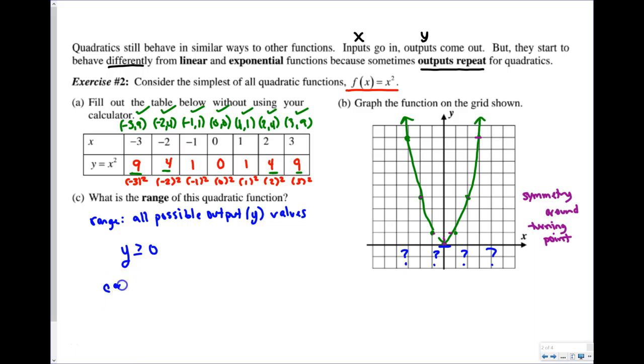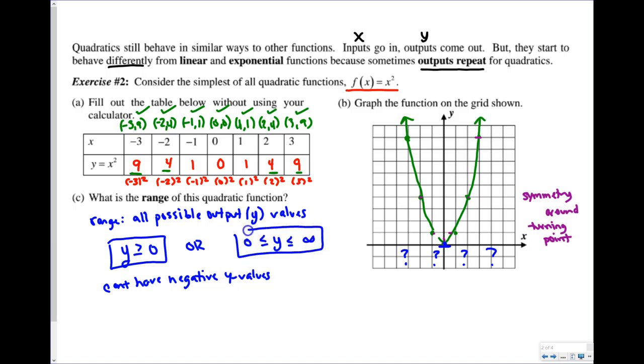I can't have any negative y values in this particular function because it stops right here at the vertex. So my range is y has to be greater than or equal to 0, or you could say from 0 to infinity. You could also say this. Either notation is correct for your range. Okay?